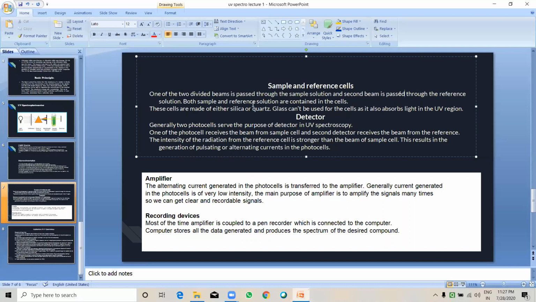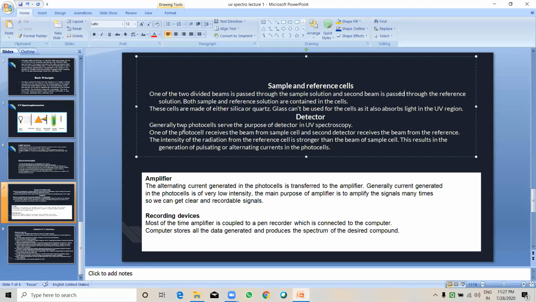Both sample and reference solution are contained in the cells. These cells are made up of either silica or quartz. Glass cannot be used for the cells as it also absorbs light in the UV region.